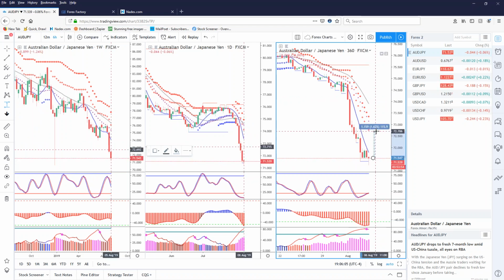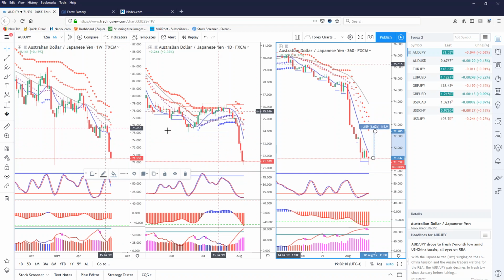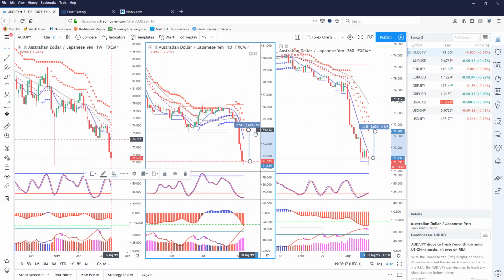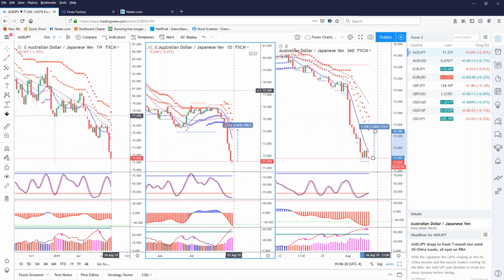So you're looking at a potential of 115, or if they play it out on the daily, then you're looking at a potential of 258. Any questions on that? Now, what could upset this move?